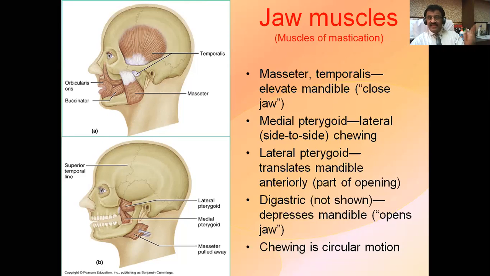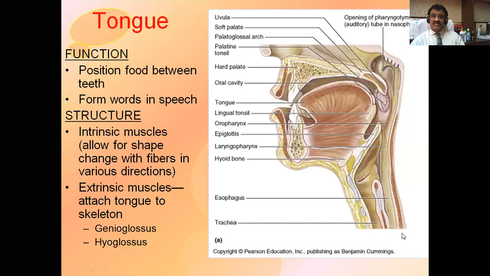Even buccinator helps in chewing process. So chewing is a circular motion. So there's a combination of different muscles here. So at least these four muscles, their origin, insertion, and the muscle and the nerve supply you have to know, and that becomes a good short note on muscles of mastication. And plus we have talked about the tongue at length day before yesterday, anatomy of tongue.